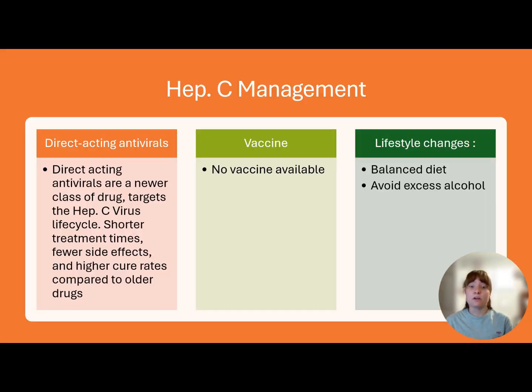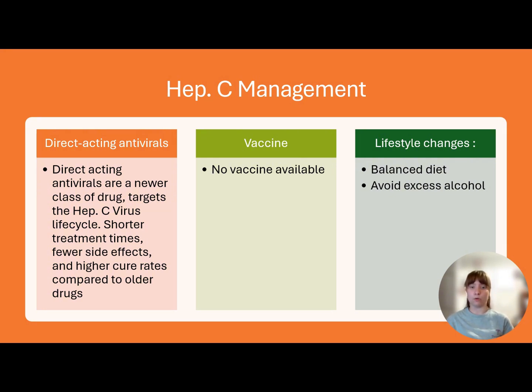So management of hepatitis C, of course, there is no vaccine. So direct acting antivirals are used. It's a newer class of drug. It targets the life cycle of the virus itself. It's really good compared to the older drugs used: shorter treatment time, less side effects, high cure rates. They're used for about 8 to 12 weeks to help clear the virus from the body.